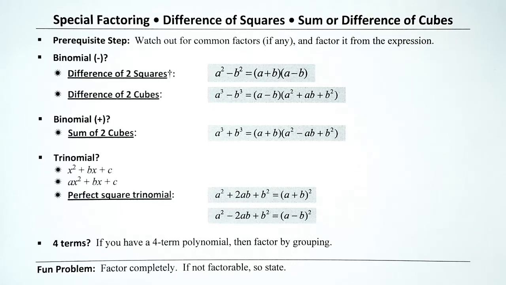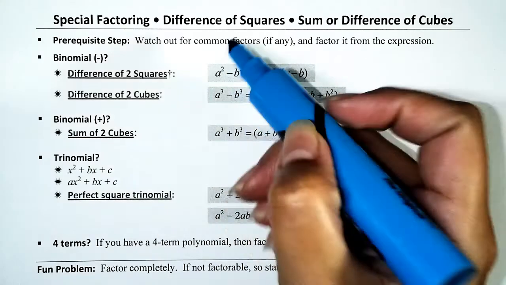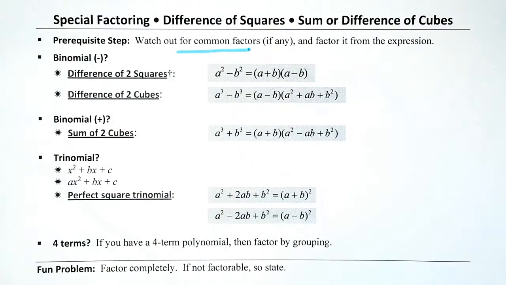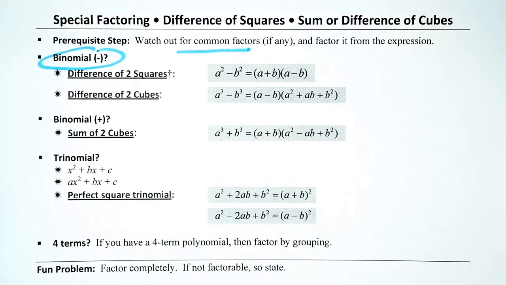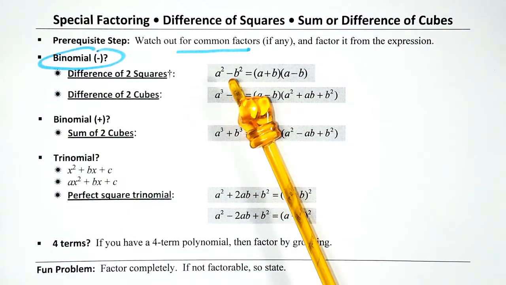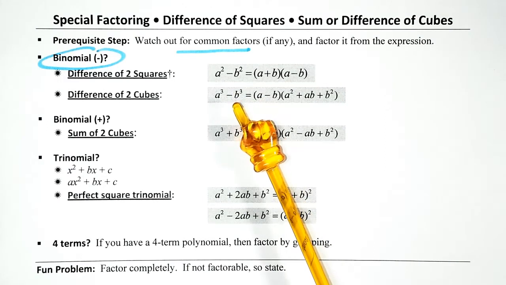So this is the rundown of how to approach factoring. Regardless of what technique you use, whether the ones we do in class or ones you picked up along the way, the prerequisite step is always to watch out for common factors, or GCF. If there's one, factor it from the expression. Now, what if you have a binomial, a two-term expression? If you have a binomial and there's a minus sign in the middle, we have two possible options. One, we could have a difference of squares, or we could have a difference of cubes.